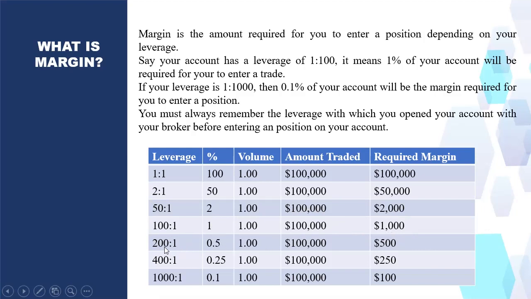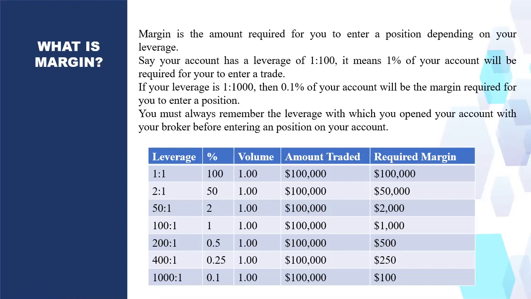So then if you have a leverage of 200:1, it means you'll be using 0.5% of your account. For a standard lot size, which is 100,000 units, you'll be using just 0.5% of this to buy something that is as large as this. And what you will need is $500 in your account. So for a broker that offers you the privilege to trade with a leverage of 200:1, if you want to buy a standard lot size, what you would need as required margin is $500.